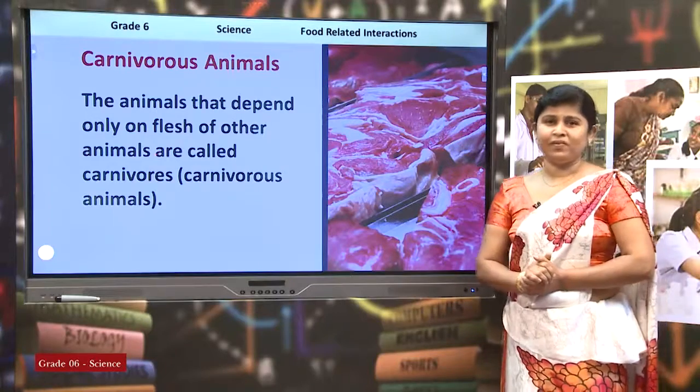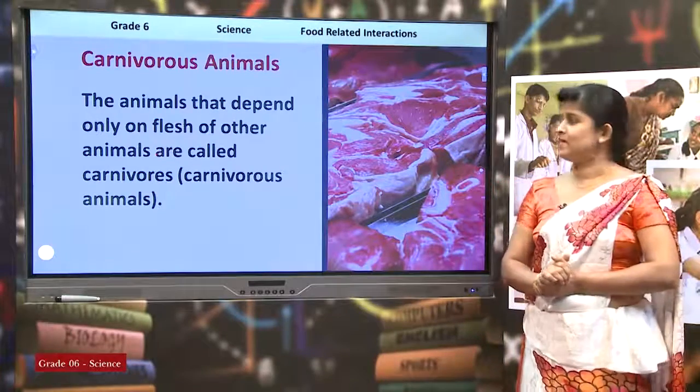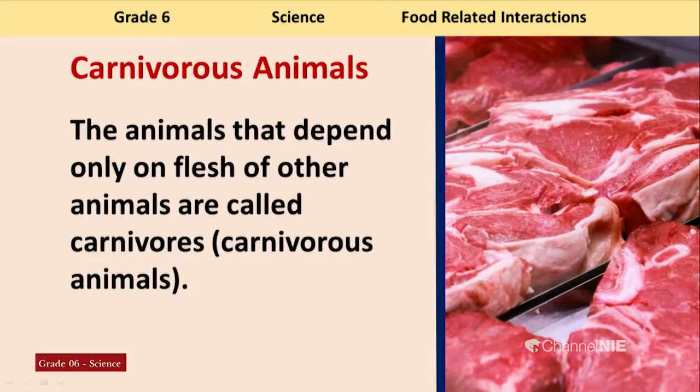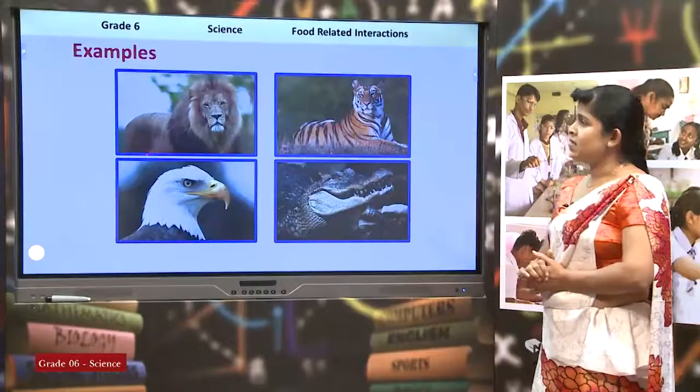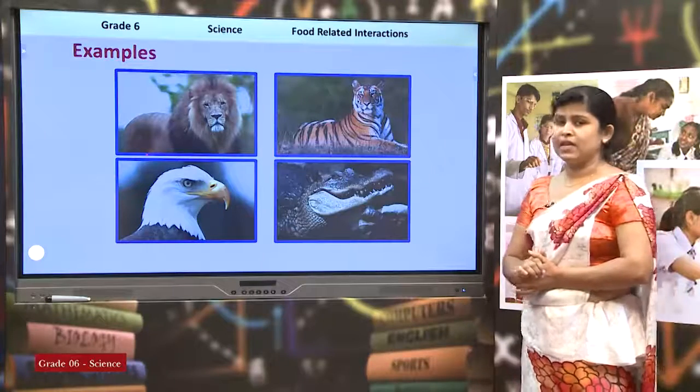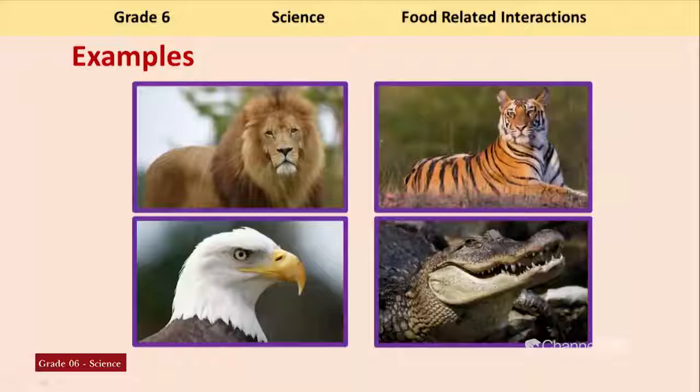Look at the second group of animals, carnivorous animals. The animals that depend only on flesh of other animals are called carnivores. We call them carnivorous animals. Here are some examples for carnivorous animals. The lion, tiger, eagle and crocodile. You can write your answers as well.